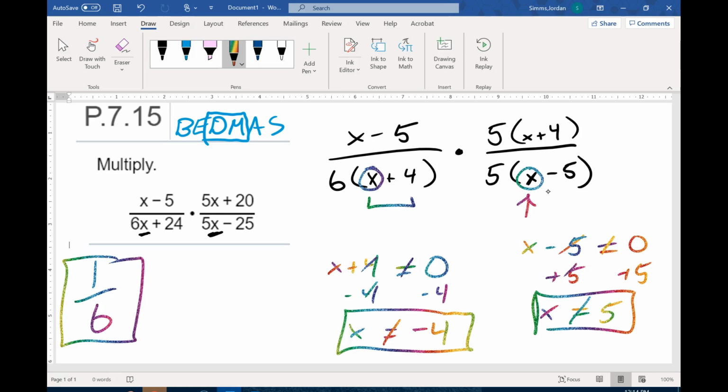And again, depending on the question, you might have to state your exclusions. So we would say x cannot be -4, comma, nor can it be 5. x can be any value except for those two values.